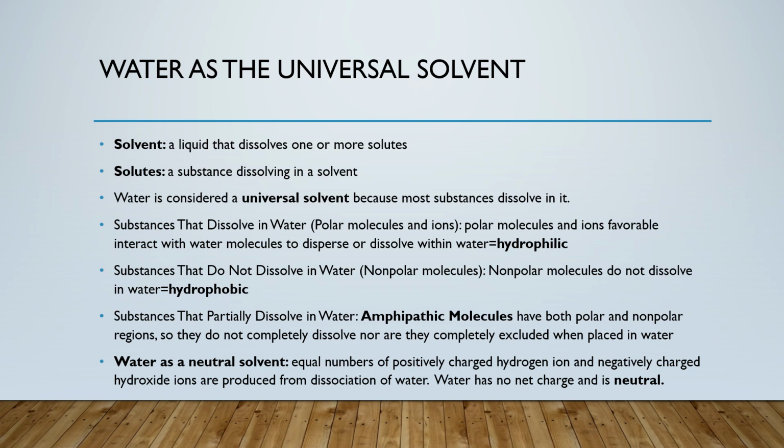Water dissociates into equal amounts of positively charged hydrogen ions and negatively charged hydroxide ions. This balance means that water has no net charge and is neutral with a pH of about 7.